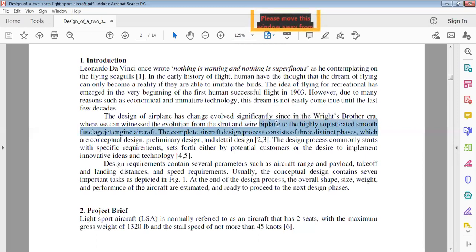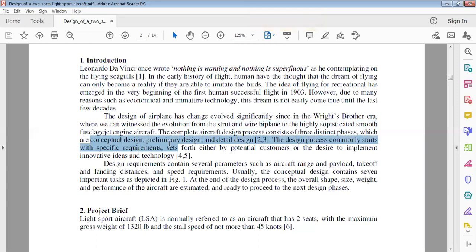You can see what type of aircraft it is: a strut and wire biplane. We can say biplane, one wing above the other, with struts connecting the upper and lower wings. So when you look at the Wright brothers aircraft, you will come to know clearly how it looks. The complete aircraft design process consists of three distinct phases, which we discussed previously: conceptual design, preliminary design, and detailed design.